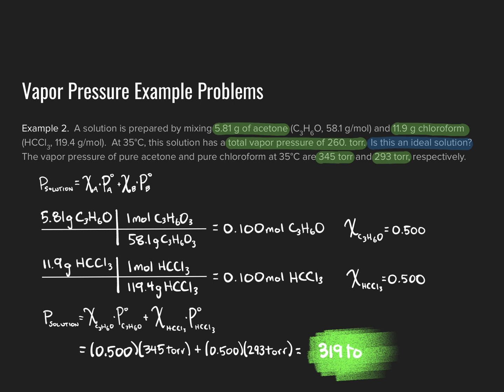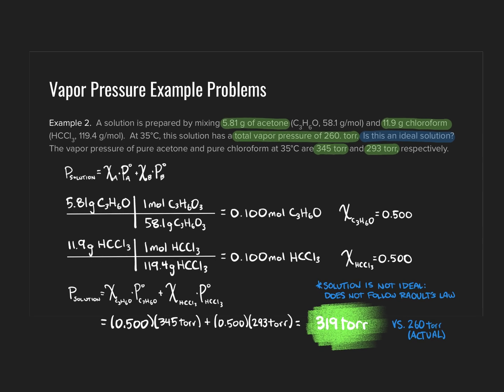However, looking back to the given information in the problem, the vapor pressure of the solution overall was only 260 torr, implying a strong negative deviation from the vapor pressure predicted by Raoult's law. Now that we recognize this is not behaving as an ideal solution, that is, not following the prediction from Raoult's law, let's see if we can understand why it's deviating so greatly in the negative direction.